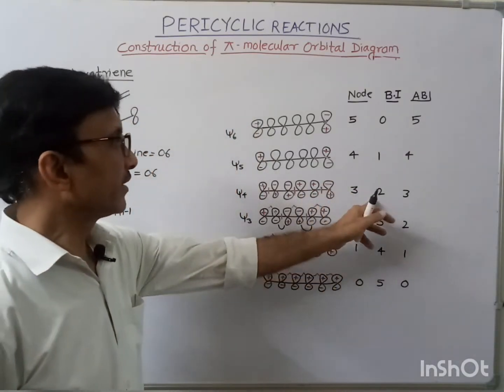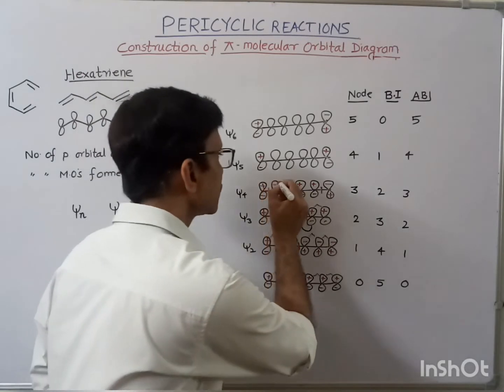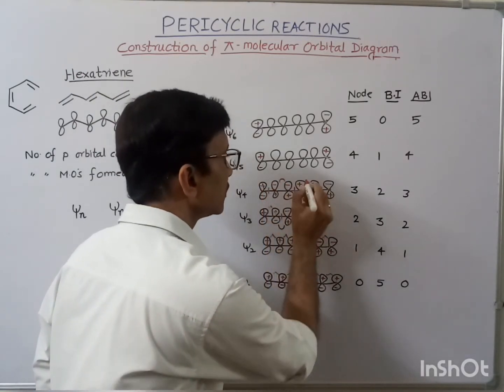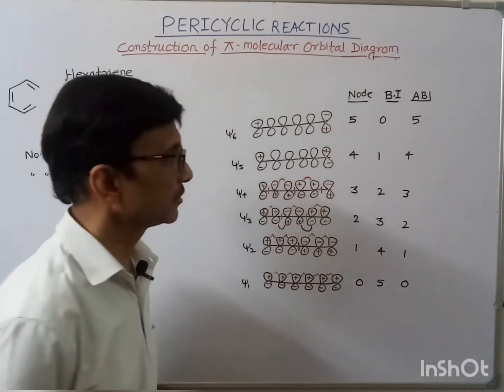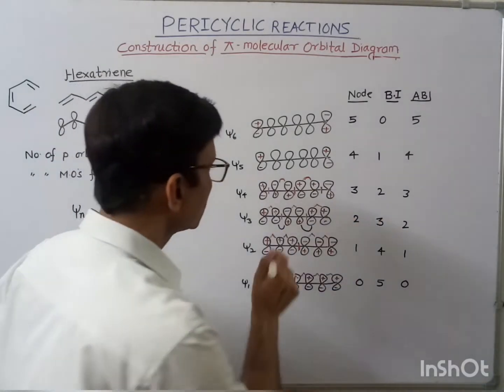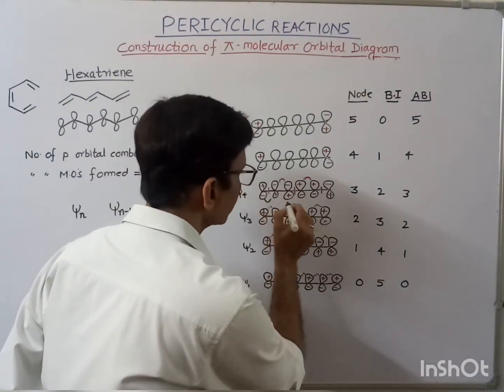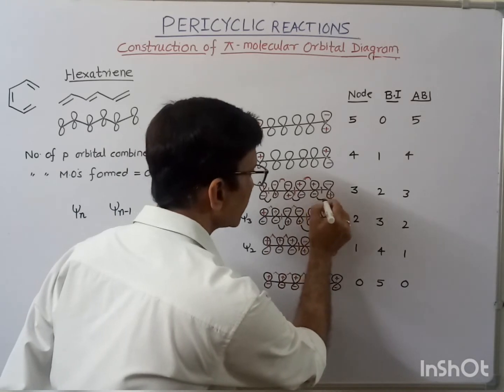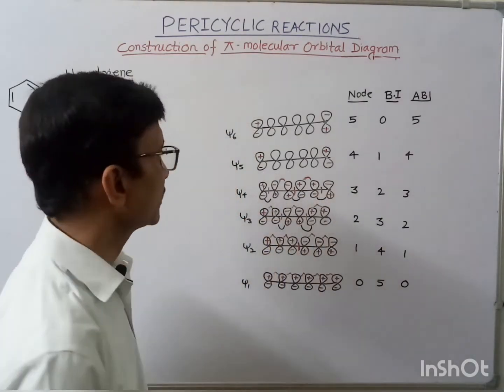So how many bonding interactions can you see? Two bonding interactions. This is one of the bonding interactions, and this is the other bonding interaction. Three anti-bonding interactions, plus minus, plus minus, plus minus. Three anti-bonding interactions.